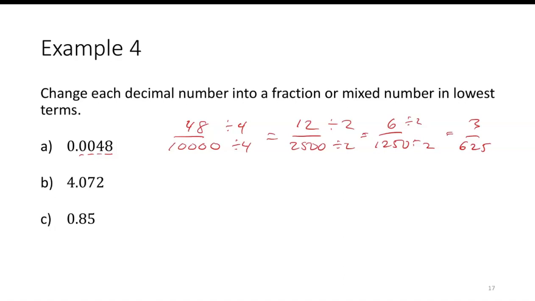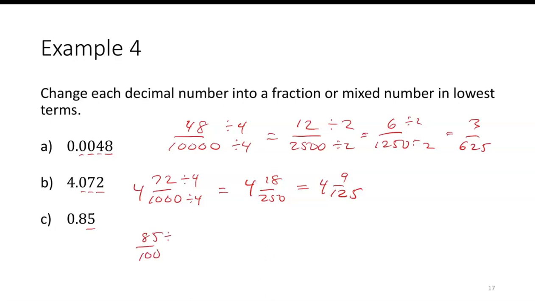All right, 4.072, and this is in the tenths, hundredths, thousandths place. So this is 4 and 72 over 1,000. Again, divide that fraction by 4. So I end up with 4 and 18 over 250. Which, again, if I divide by 2, becomes 4 and 9 over 125. And the last one is in the hundredths place, so this is 85 over 100. I can divide the top and bottom by 5. I end up with 17 over 20.